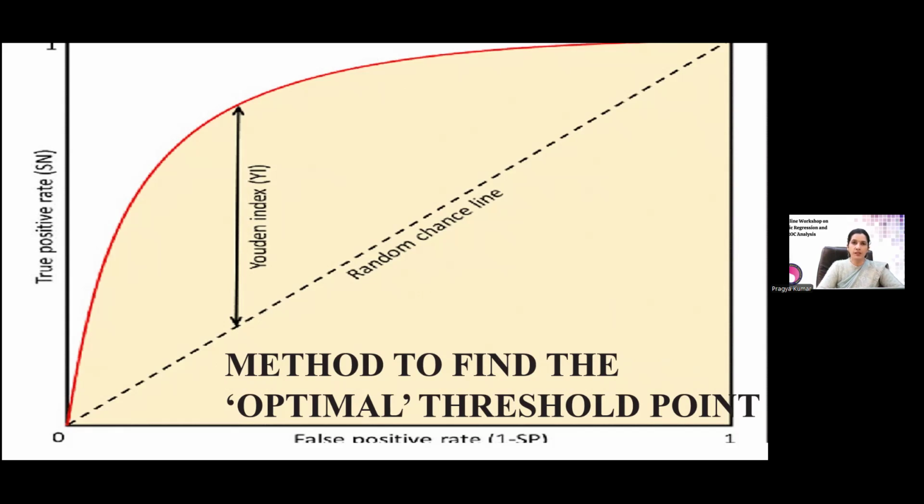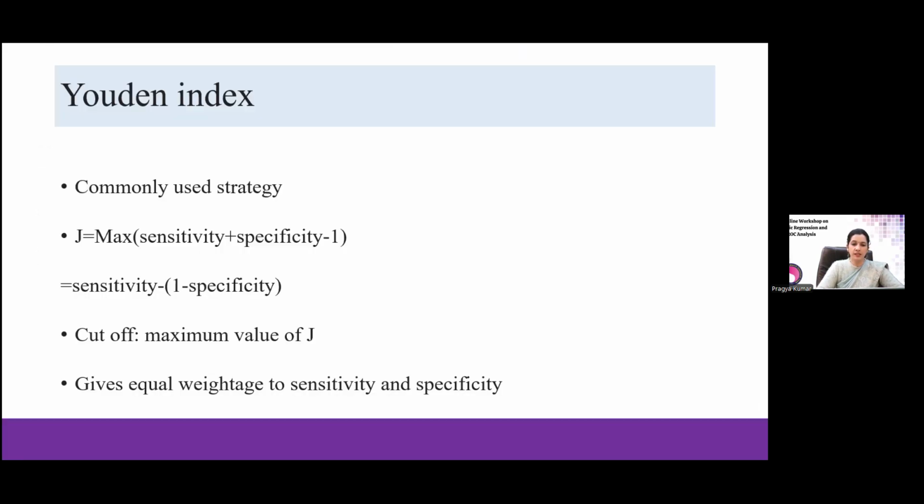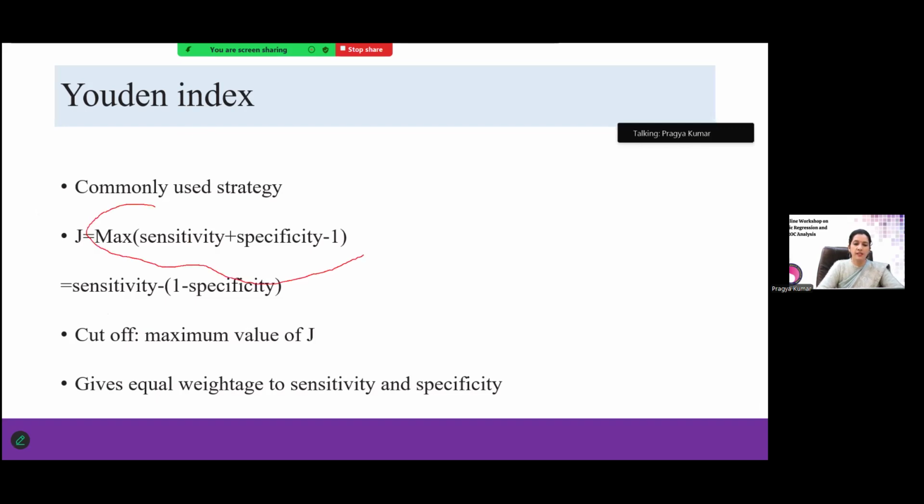So what is Youden's index? Basically, Youden's index is the maximum value of sensitivity plus specificity minus 1. So that's the definition. If you rearrange this, you can write it as sensitivity minus (1 minus specificity). So this is the Youden's index maximum value. Remember, it's the maximum value.